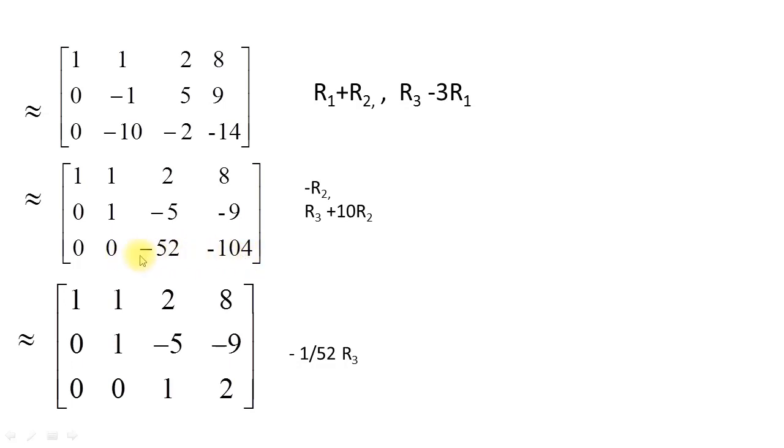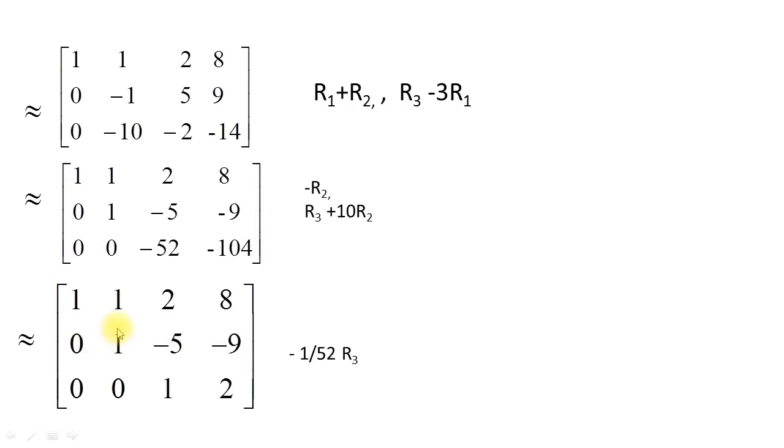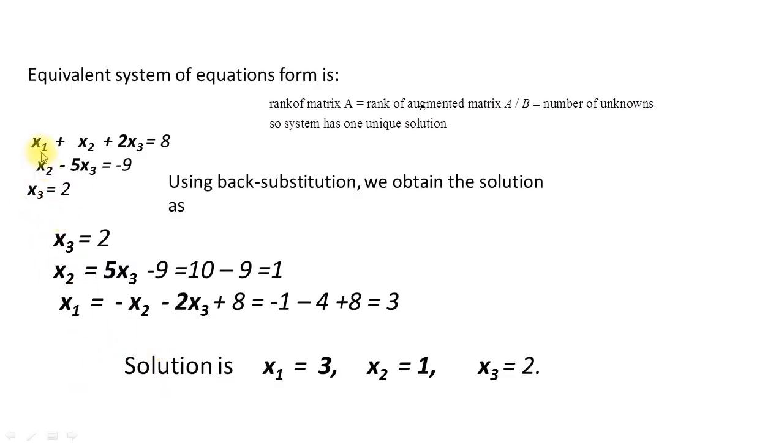Now multiplying the third row by minus 1 over 52 to obtain 1 on the diagonal, we obtain 1 1 2 8, 0 1 minus 5 minus 9, 0 0 1 2, and this is the echelon form. From this echelon matrix, we obtain the equivalent system: x1 plus x2 plus 2x3 is equal to 8, and x2 minus 5x3 is equal to minus 9, and x3 is equal to 2.